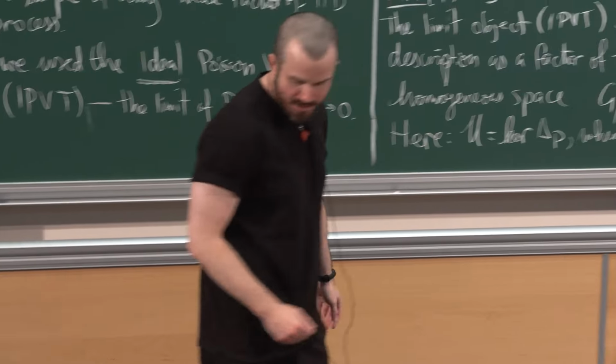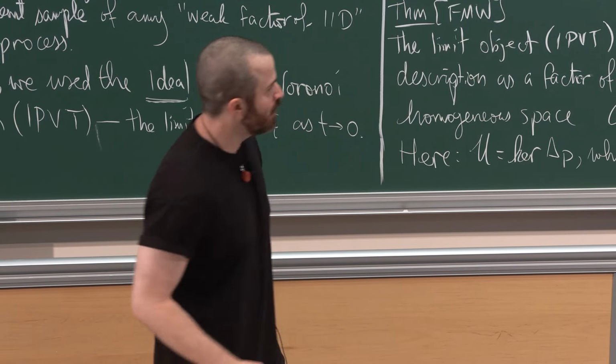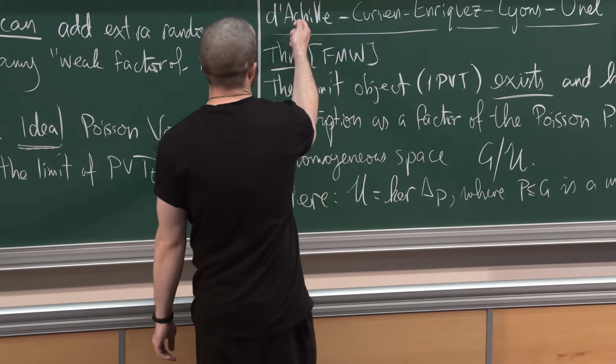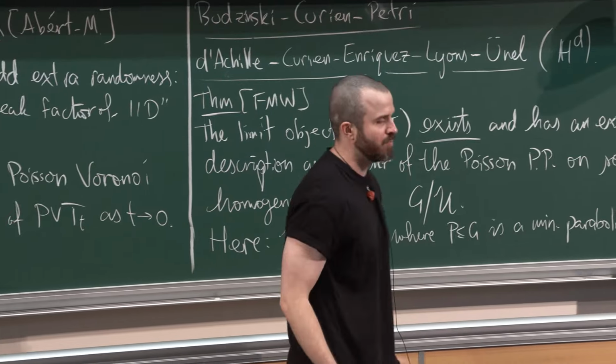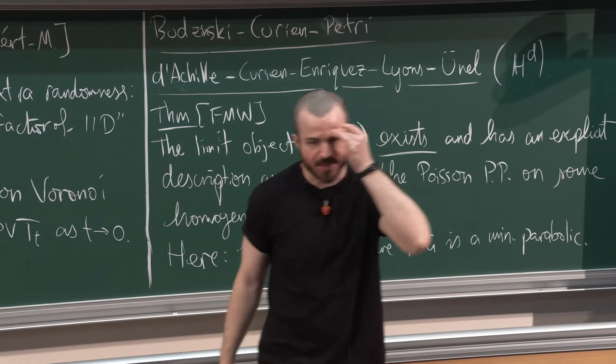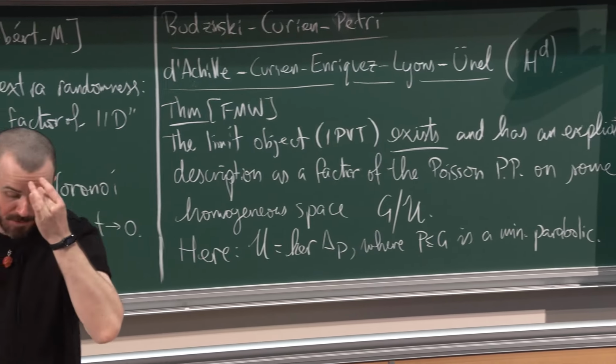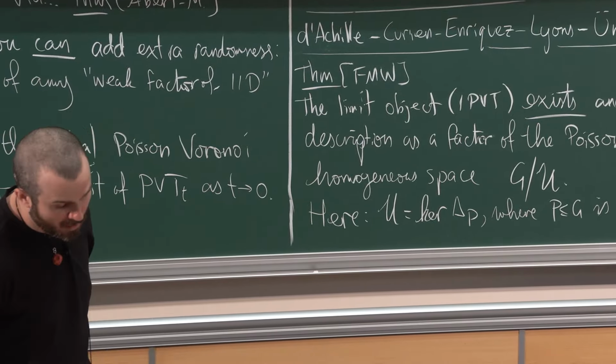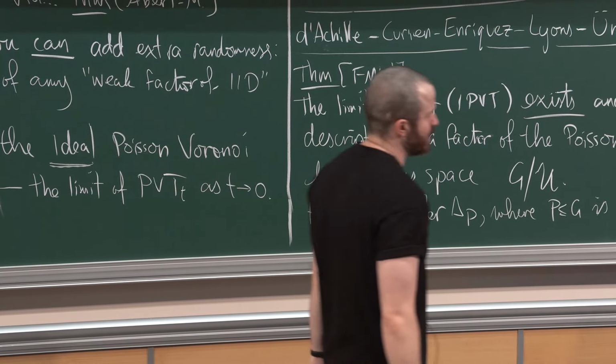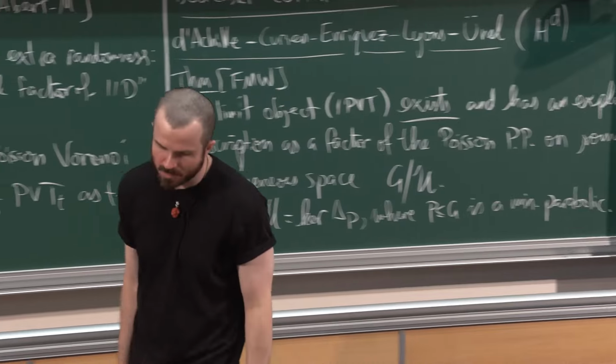Other things that we know about the IPVT. Russ Lyons, in this paper, asked if the cells are what's called indistinguishable. This is some property from probability theory, from percolation theory. And I proved that they are. It's some kind of ergodic property of this tessellation.